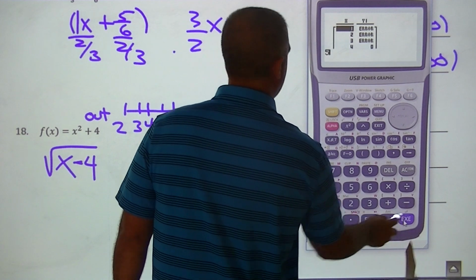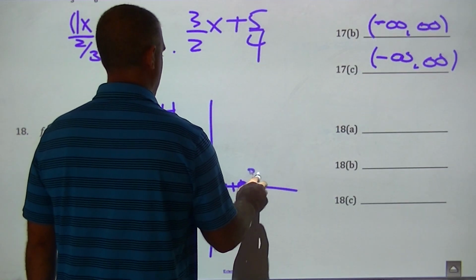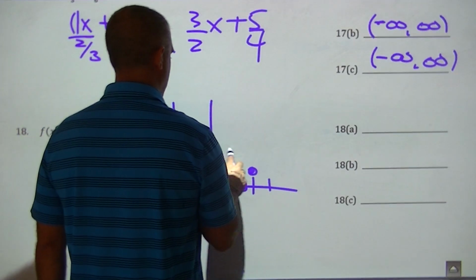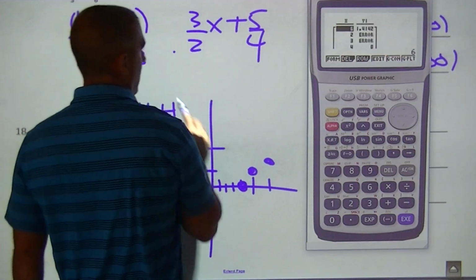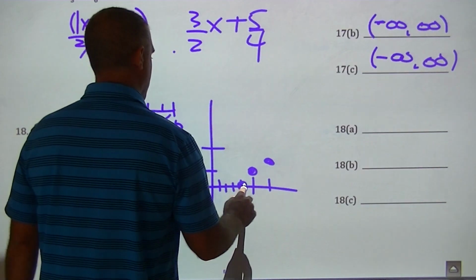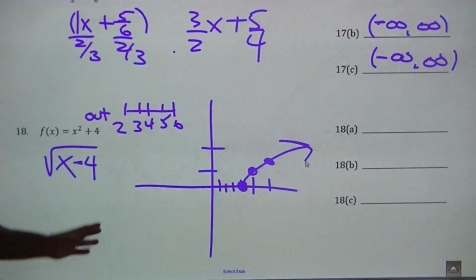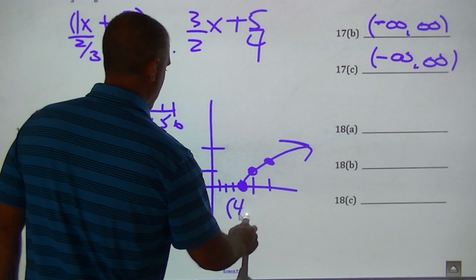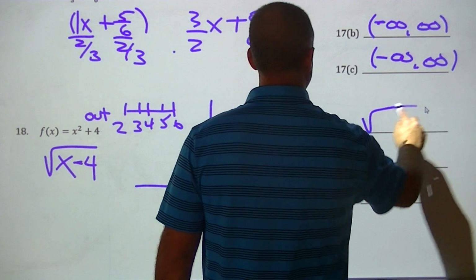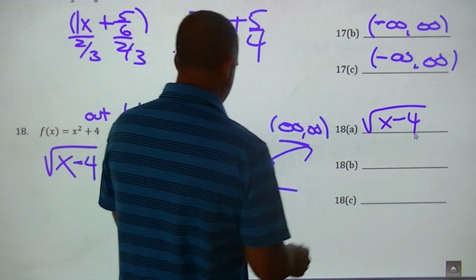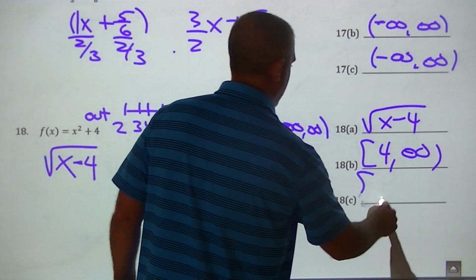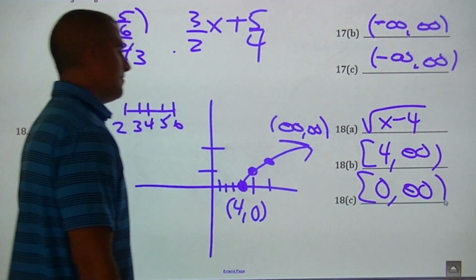Table. 5 gives me 1. 6 gives me 1.4. And if I try to graph 3, I get an error, can't do it. So what has to happen is that it goes like that. Now when I label this, this is 4, 0. This is infinity, infinity. So the answer to this first one was this: smallest x value is 4, biggest is infinity. Smallest y value is 0, biggest is infinity.